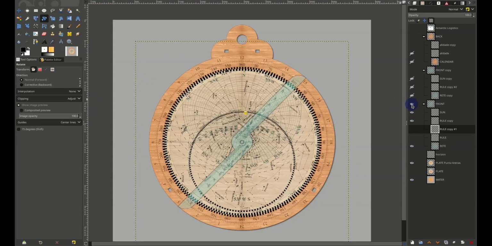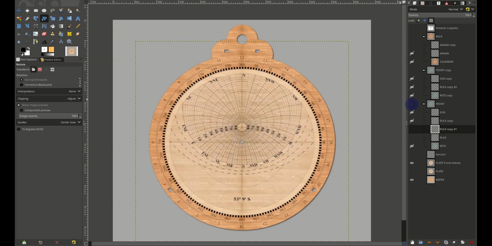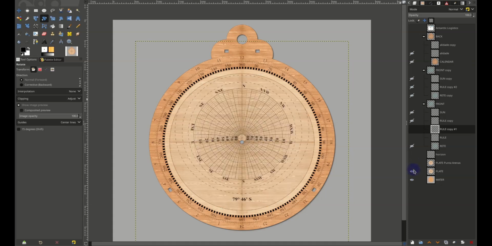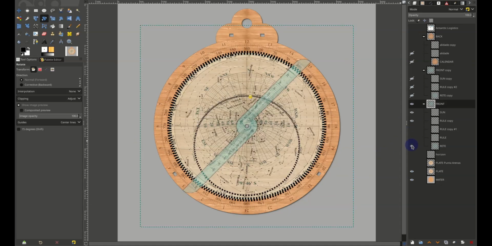Fourth, the plate is currently set to the latitude of Punta Arenas. Let's replace that with a plate for 79 degrees 46 minutes south. Notice the change in the horizon line, which is this one. Now I'm ready to make my prediction.